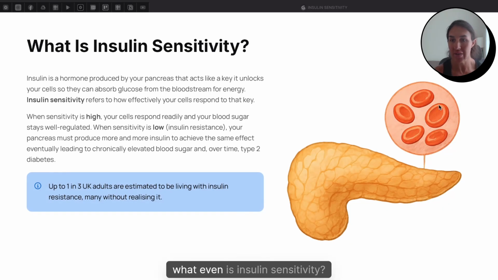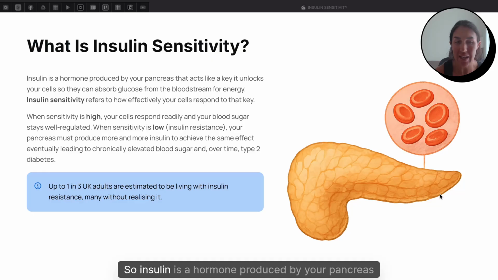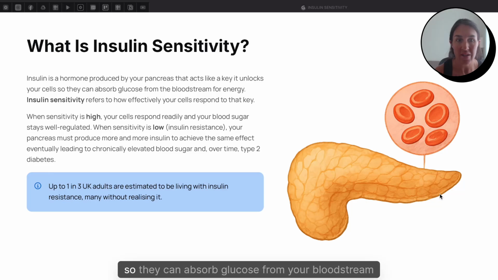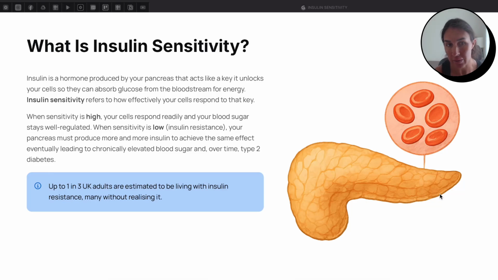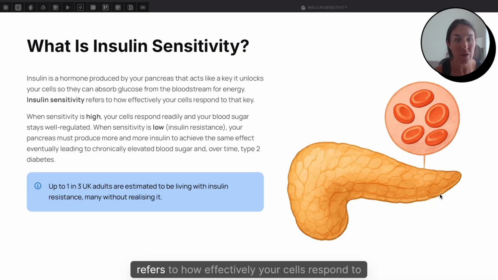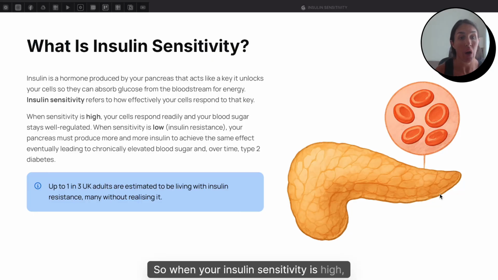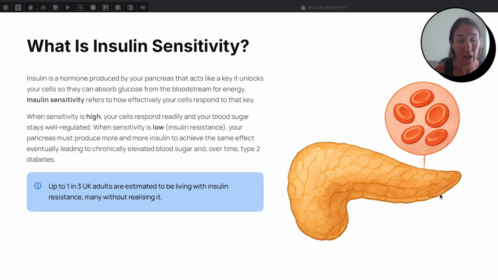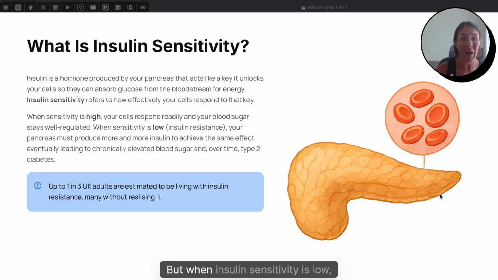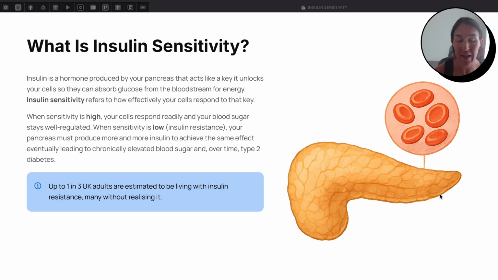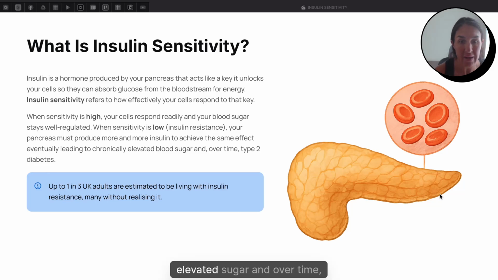So firstly, what even is insulin sensitivity? So insulin is a hormone produced by your pancreas that acts like a key. It unlocks your cells so they can absorb glucose from your bloodstream for energy. So insulin sensitivity refers to how effectively your cells respond to that key. So when your insulin sensitivity is high, your cells respond rapidly and your blood sugar stays well regulated. But when insulin sensitivity is low, insulin resistance, as we call it, your pancreas must produce more and more insulin to achieve the same effect, eventually leading to chronically elevated sugar and, over time, type 2 diabetes.